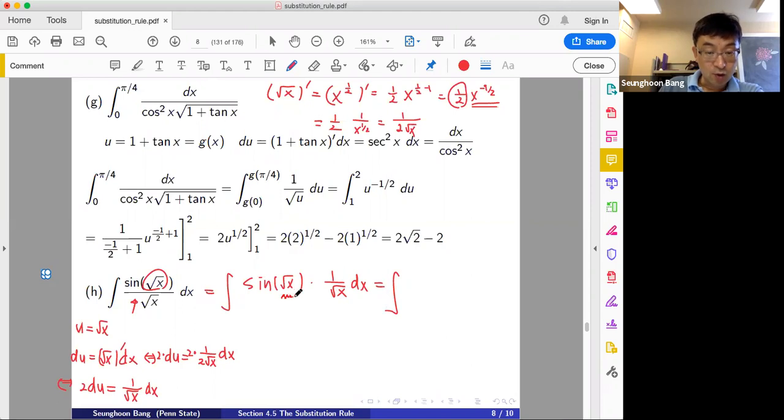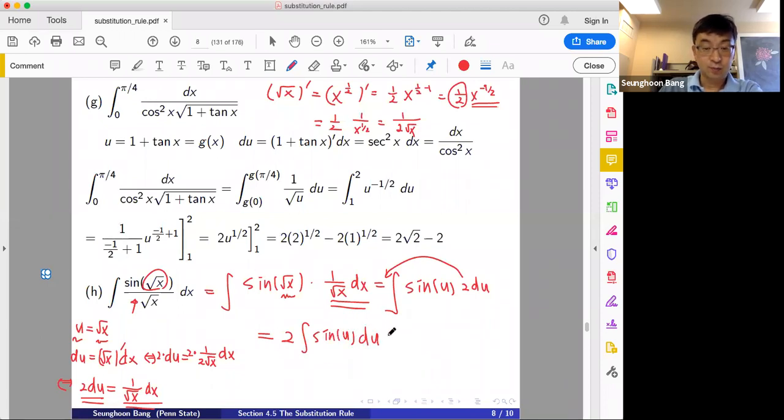Here, the square root of x is u, so sine of u. The 1 over root x dx is exactly 2 du. Next, take out the 2. We have 2 times the integral of sine of u du. Do you know what the integral of sine of u is? Could you write your answer on the chatting board? What's the integral of sine of u?